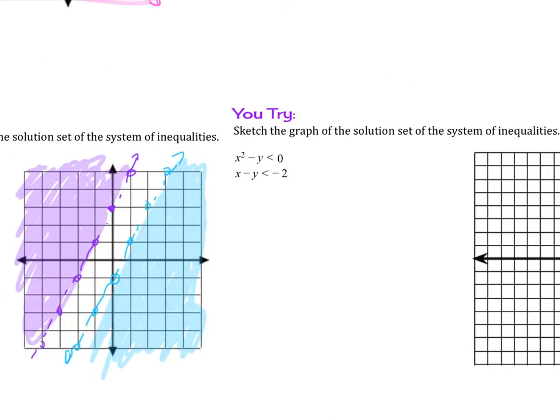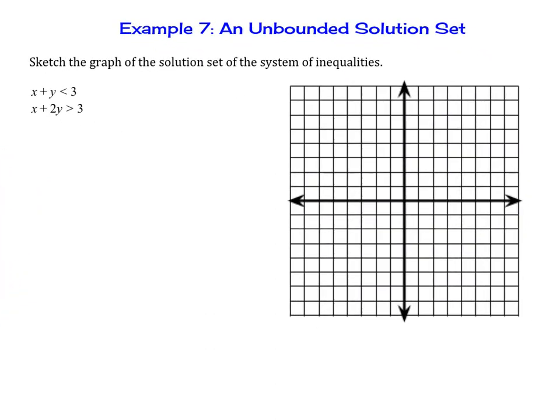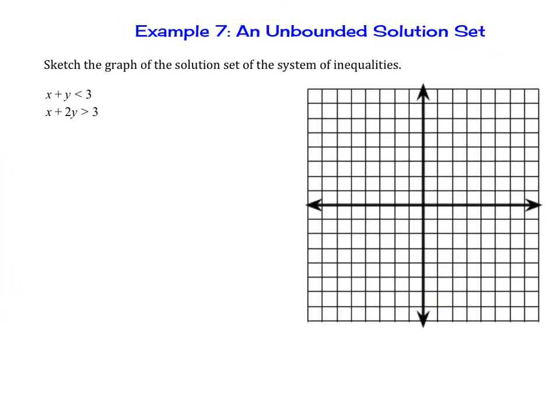Let's go to another special case. Let's look at an unbounded solution set. Sketch a graph of the solution set of the system of inequalities. So we have x plus y is less than 3. So let's do the intercepts. When x is 0, y is 3. When y is 0, x is 3.